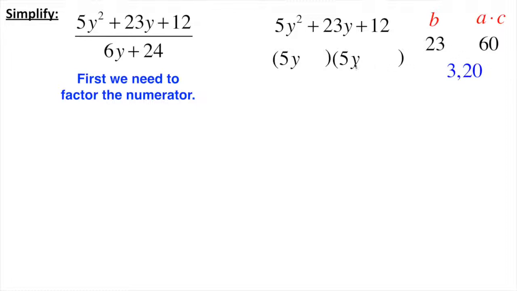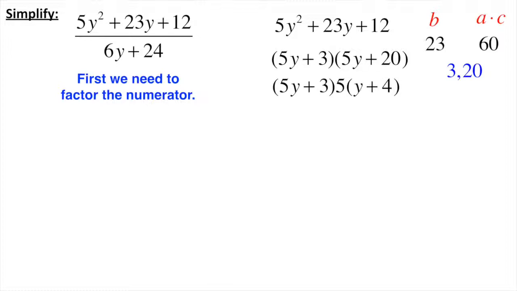Now that I know this, I'm going to just fill this in right here. It doesn't matter. I can write 3 over here, or I can write 3 over here. I chose to write 3 over here just because I had to choose one. Now that I've got that, I need to identify if they share anything in common. 5y and 3 do not share anything in common. 5y and 20 do. They share a 5 in common.